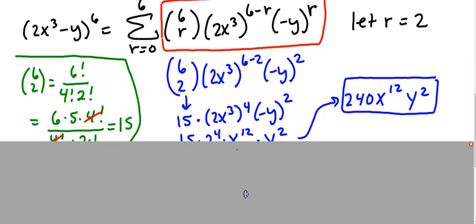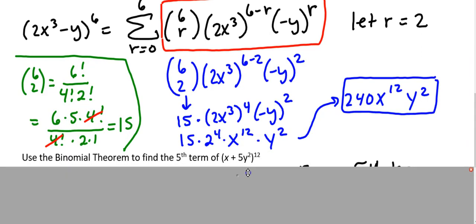All right, so here's my work. All right, so I have 6 select 2. So look at the blue part first. 6 select 2, 2x cubed to the 6 minus 2, which is 2x cubed to the 4th, negative y squared. I need to figure out what 6 select 2 is. So this is where I'm going to go back to how do you evaluate that binomial coefficient.